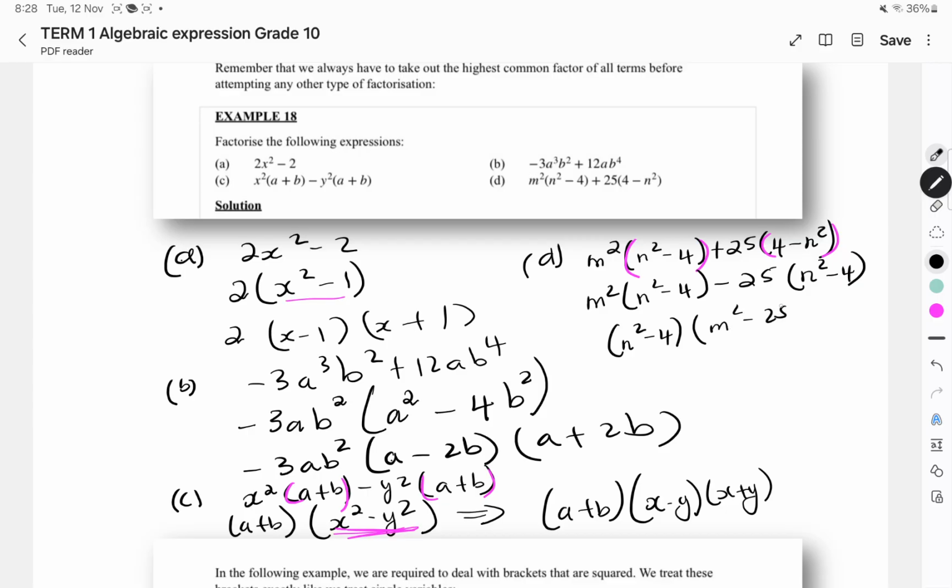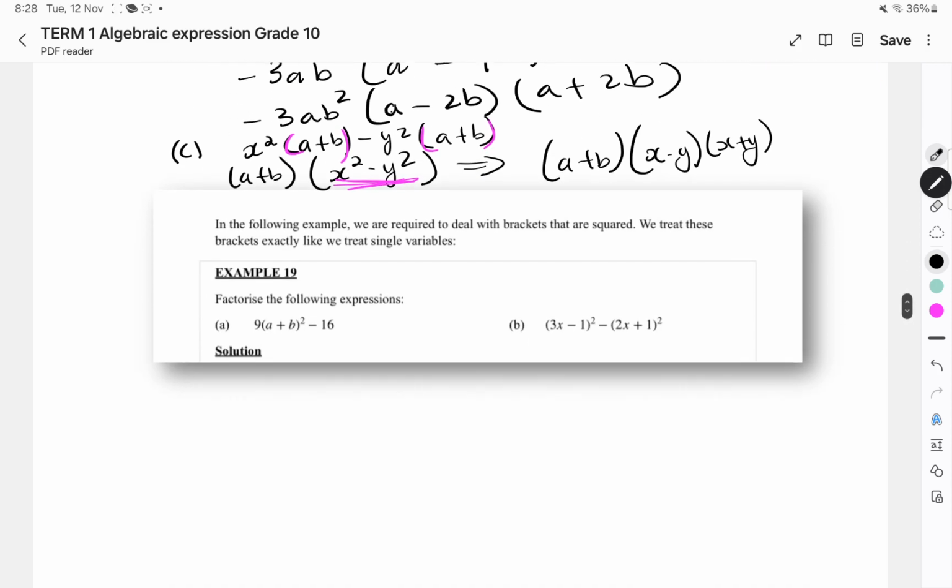(n squared minus 4)(m squared minus 25). But both of these are difference of two squares. So I'll break this one down, then also break this one down. Here I'll have (n minus 2)(n plus 2). Here (m minus 5)(m plus 5). Then you are done. So this is a combination of lesson number 2 and this lesson. Are we clear, guys? Yes.